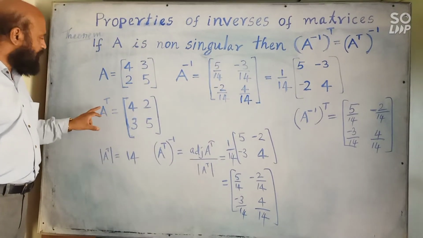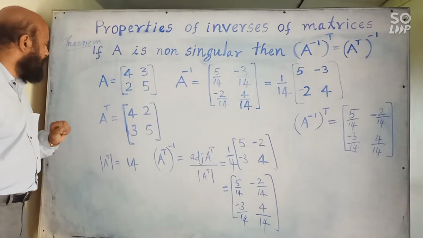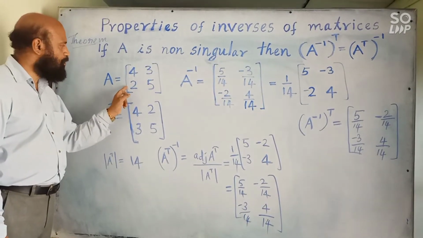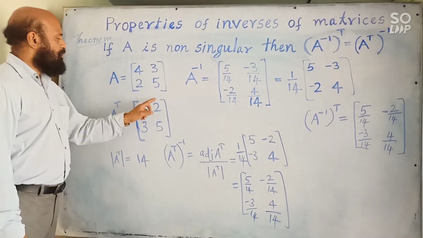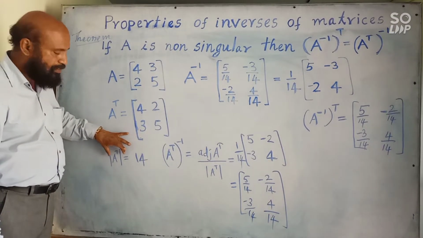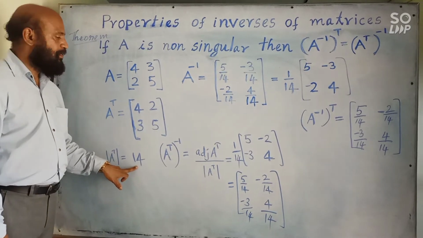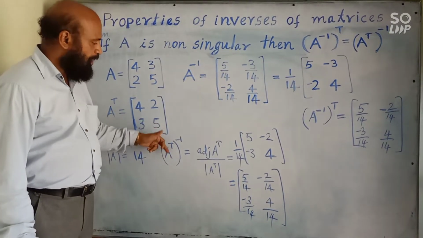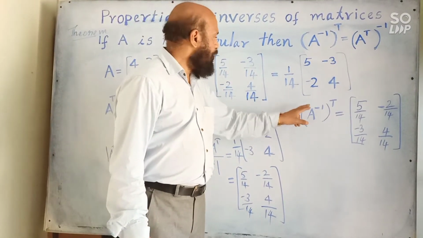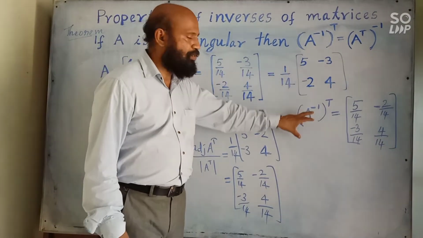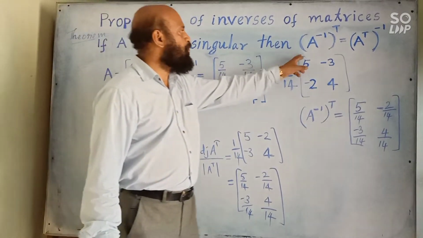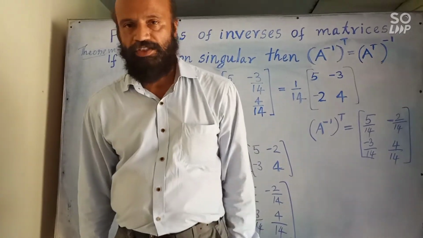Now the same matrix, first I will take the transpose. 4, 3, the first row is written as the first column. 2, 5, the second row is written as the second column. Now you got A transpose. You find the determinant of A transpose, that is 14. Then you find the inverse of that A transpose, you will get like this. Then we already got A inverse, you take the transpose of that. Now you can see these two are same. That means A inverse transpose is same as A transpose inverse.